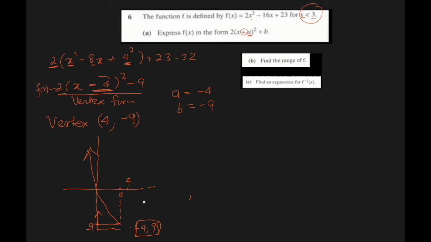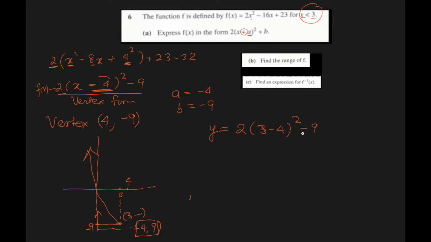Yes? So let's find what is the y coordinate of 3. So if x is 3, what is y? This is what we have to find out now. So let's use the vertex form itself. Okay. So f(x) is y. Then we have 2(x minus 4). x is 3 now for us.